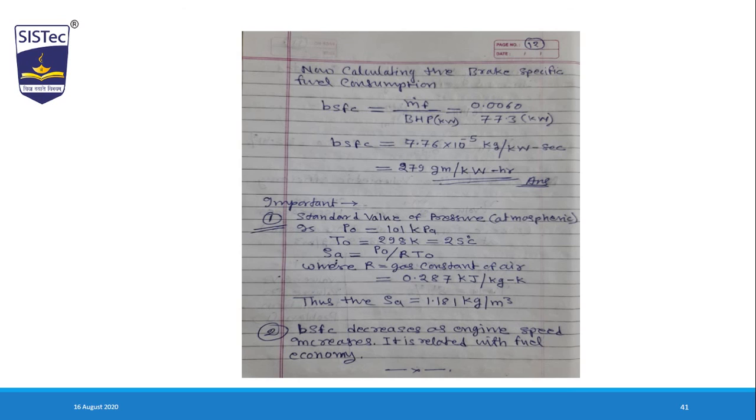The second important point is the brake specific fuel consumption. It is directly related to the fuel economy of the engine. So as the BSFC decreases as engine speed increases, always remember, if the BSFC increases it means poor mileage when the engine speed is higher.